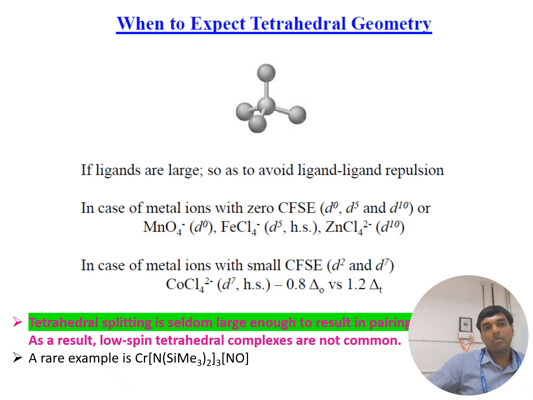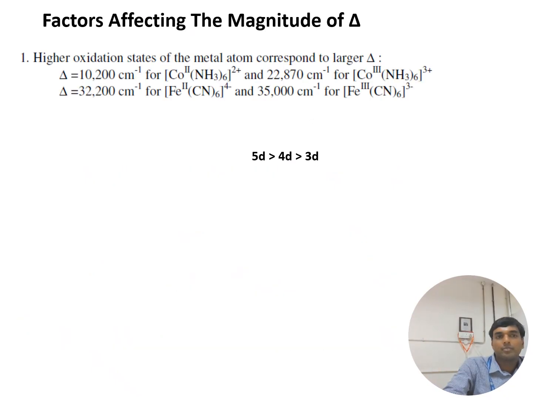And if you talk about metal ions with small crystal field stabilization energy, d2 or d7, their electrons will be in the lower energy. Now, in tetrahedral splitting, as the energy gap will be very high, they will favor the pairing energy. So electrons will try to fill up the lower orbitals before the higher orbitals.